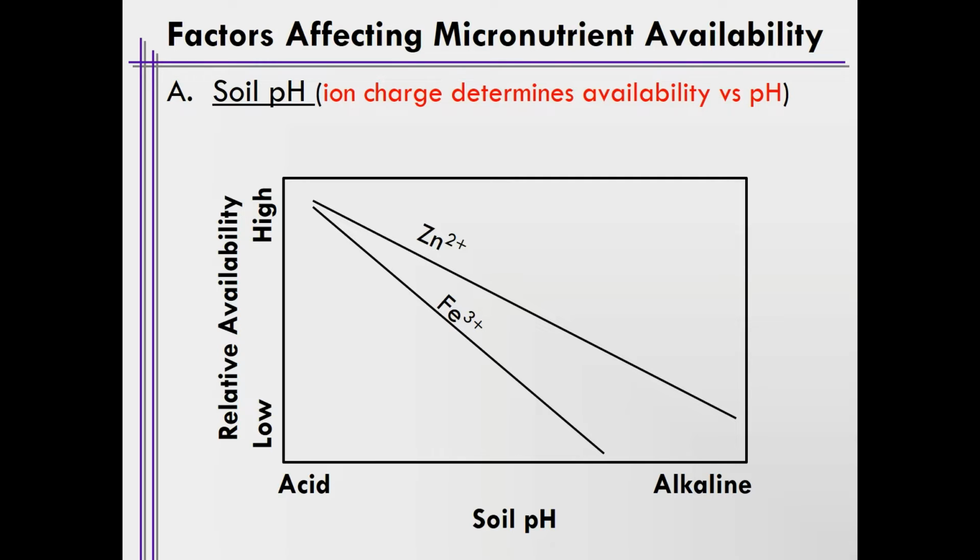The same concept holds true for iron. For every 1 unit pH increase in the soil, iron availability decreases 10 to the third power, or 1,000-fold. And that's why these lines are drawn in this fashion. And the same thing holds true if you went backwards, right? So for every 1 unit pH decrease, zinc availability increases 100-fold, and iron availability increases 1,000-fold.